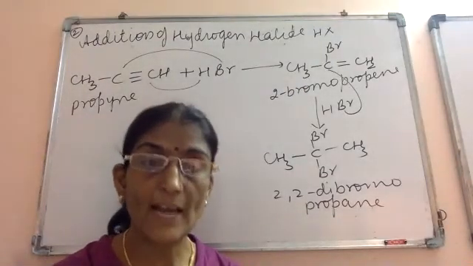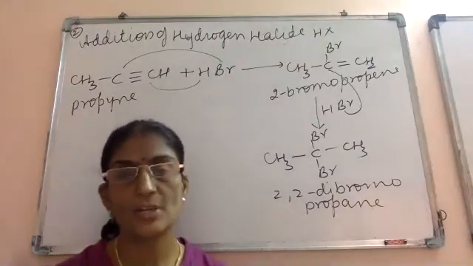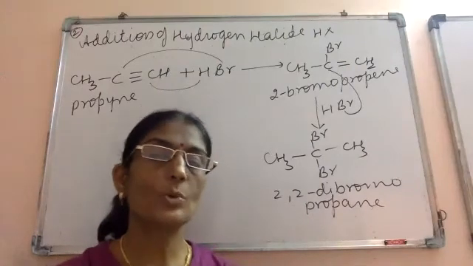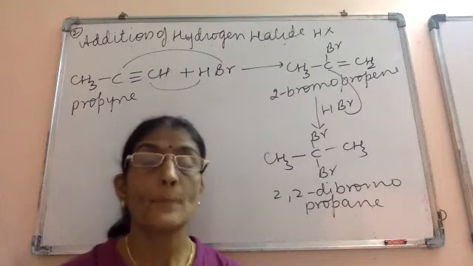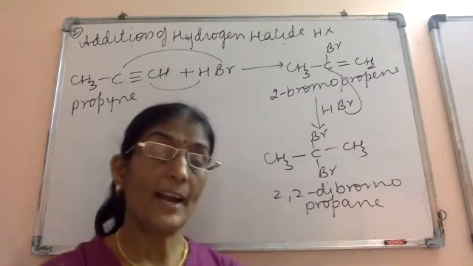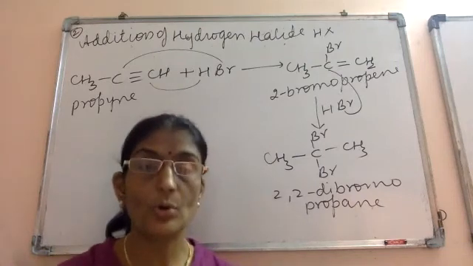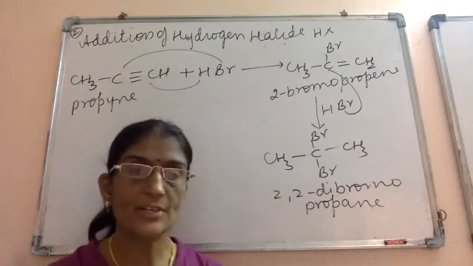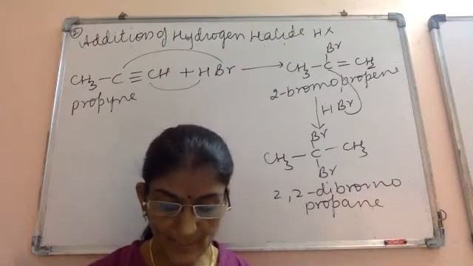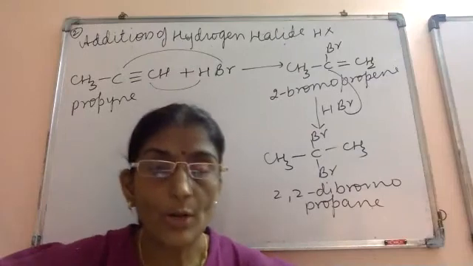Because hydrogen halide is added, the reaction is known as hydrohalogenation. Suppose we are adding hydrogen, the reaction is known as hydrogenation. If we are adding halogen, it is called halogenation. But if we are adding hydrogen halide, the reaction is known as hydrohalogenation, because addition of HX takes place according to Markovnikov.